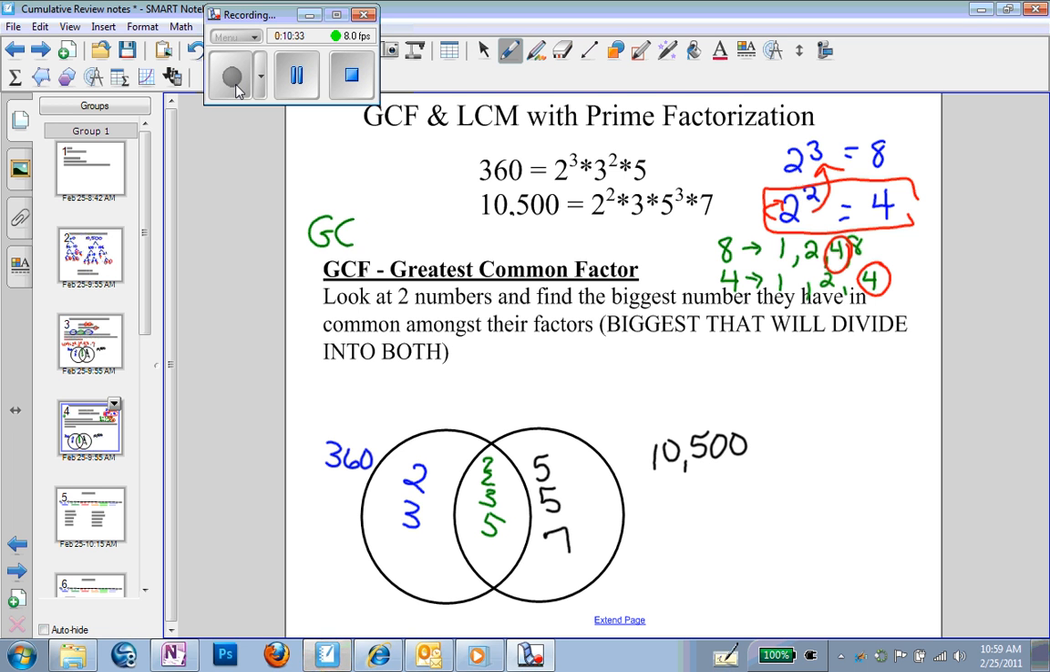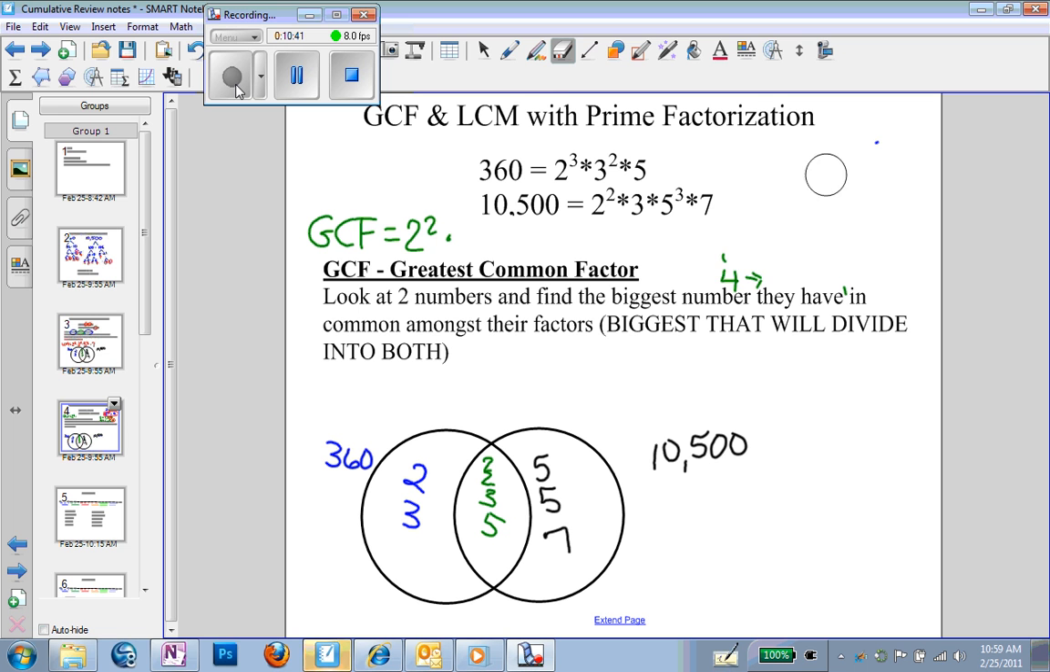So we're going to have 2 squared. Then if we look at the 3's, we have 3 squared and 3. 3 will go into 3 squared, but 3 squared won't go into 3. So 3 goes into 3 squared and 3 goes into itself. So 3 is the greatest common factor between those two, so we write that down. 3 is also 3 to the first. Doesn't matter if we put the 1 there. Then we have the 5 and the 5 cubed. The greatest common factor between 5 and 5 cubed is 5 because 5 will go into 5 cubed and 5 will go into itself. So we're going to write that down.